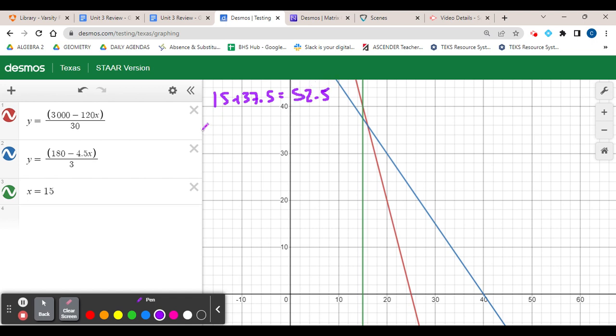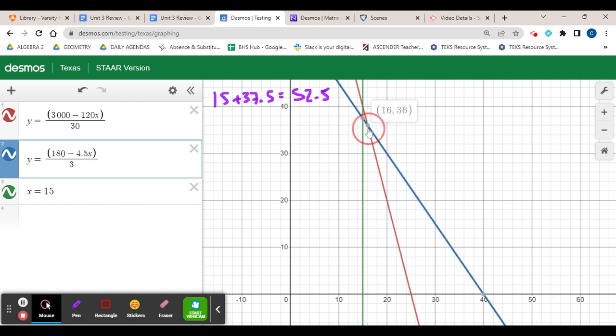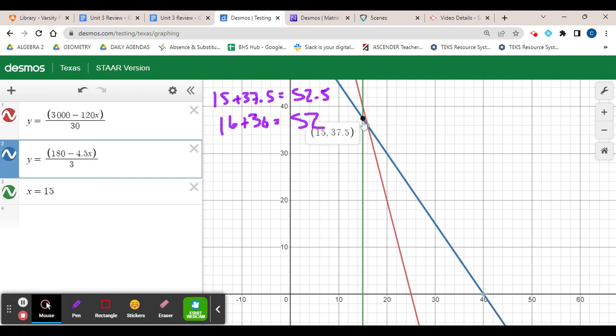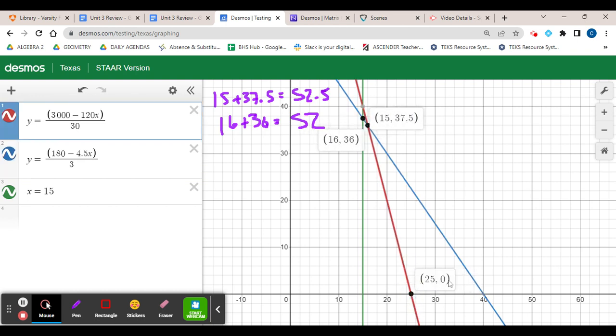Okay. 15 plus 37.5 equals 52.5. So that's one of our objectives. Okay. Here we have another point of (16, 36). So 16 plus 36 is 52. So obviously the point (15, 37.5) will win out over (16, 36) there, and our last point is (25, 0), which is just 25.